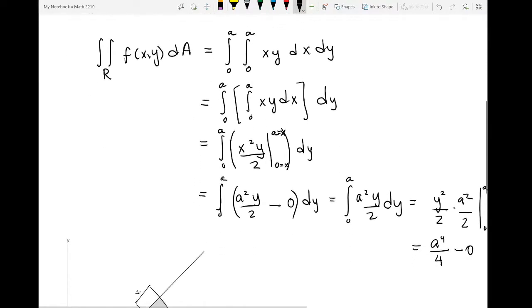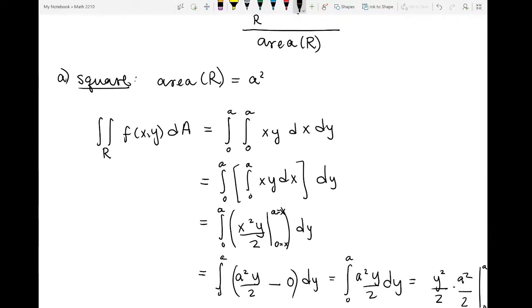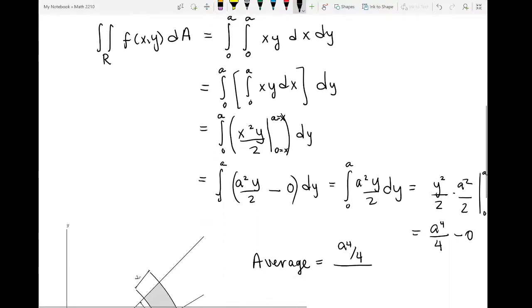So then I'll come down here and say that the average is the answer that I got from the integration, which was a to the 4th over 4, divided by what the area of the region was. Well, it's a square, so it was just a squared. So if I simplify that, this turns out to be a squared over 4. Alright, so there's my answer for the average of the function over the square region.